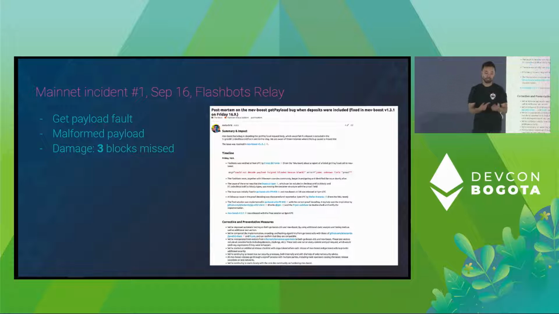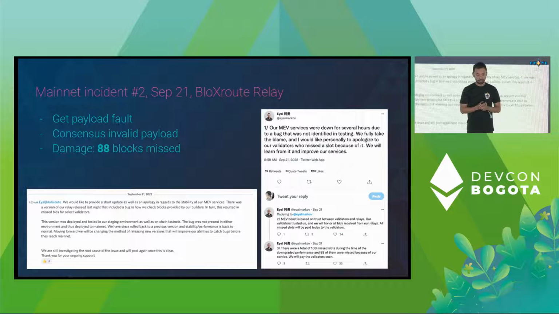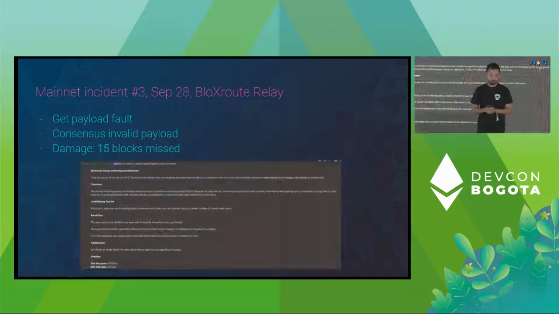The first incident is September 16, Flashbots relay. They failed to unmarshal the deposit for the payload reply. The damage: we missed 3 blocks. The second one, BloXroute relay. This one is when the relay did not validate the block, and then they replied the consensus is valid. We missed 88 blocks here. The third one is BloXroute again. This is consensus invalid payload, and the damage of that is 15 blocks missed.